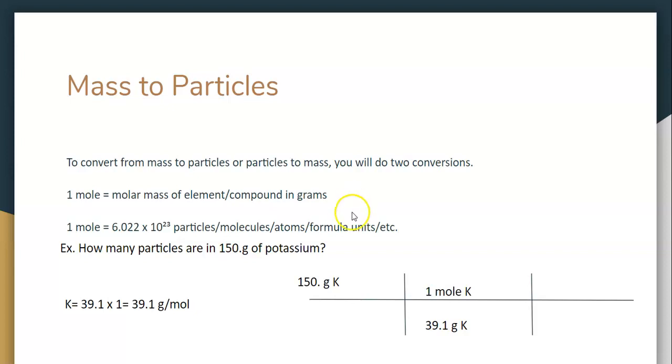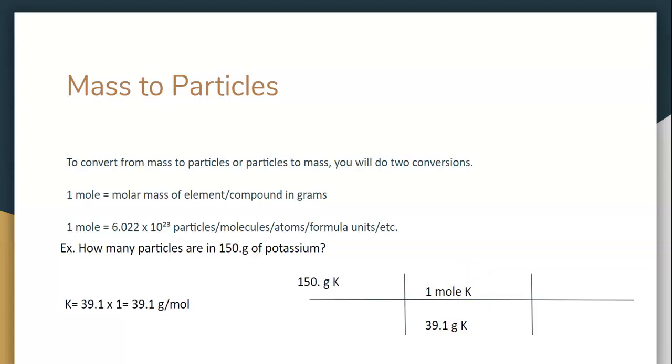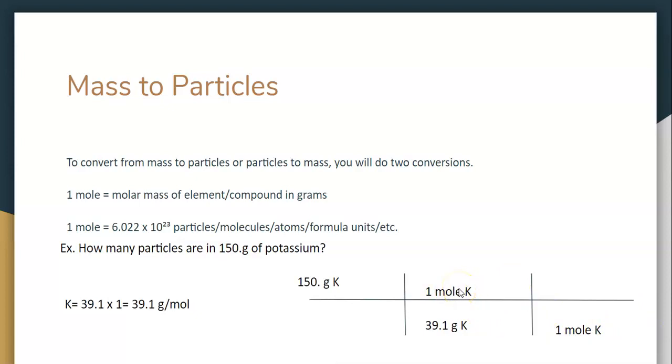So you can see that this gram and this gram are going to cancel out, and I'm left right now with moles. However, moles is not what my question is asking for, so I have to go a little bit further. I'm going to try to get rid of mole, and how do I do that? Correct. I'm going to put it in the bottom corner so that this mole and this mole will cancel out. And what do I know about a mole? Well, based on my conversion factor, there is 6.022 times 10 to the 23rd particles. So I'm going to cross out everything that matches, and I should only be left with particles.